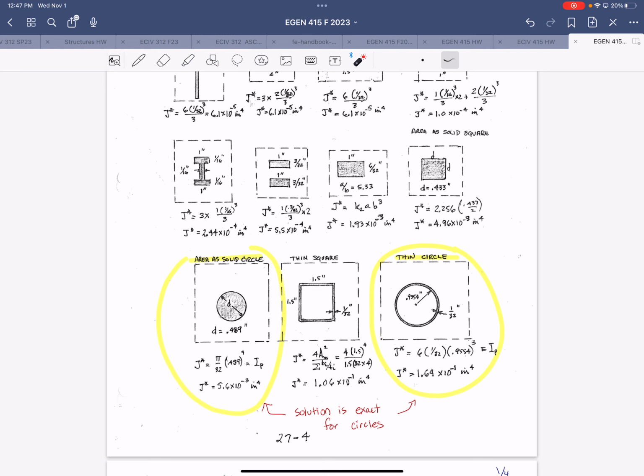But I wanted to point out that the solution for circular sections, whether they're solid or closed tube, is an exact solution, all right? So these methods are approximate if it's a non-circular shape, but if it's circular, then it gives you the exact solution. It's just that sometimes it's more efficient to use the regular equations for a circle in those cases, okay?